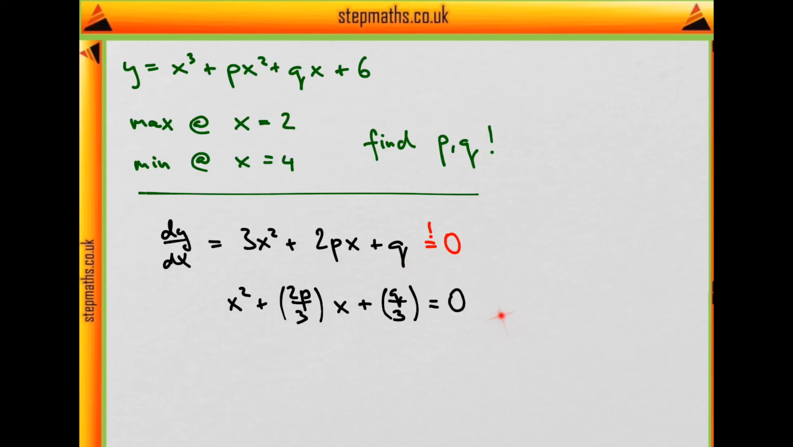And in this line we see the whole polynomial divided by 3, so the standard form where the coefficient of x squared is 1. And we know that for a quadratic equation in this form, the linear coefficient is the sum of the negatives of the roots, and the constant coefficient is the product of the roots. Because we know that the two stationary points are at x equals 2 and x equals 4, the roots have to be 2 and 4.